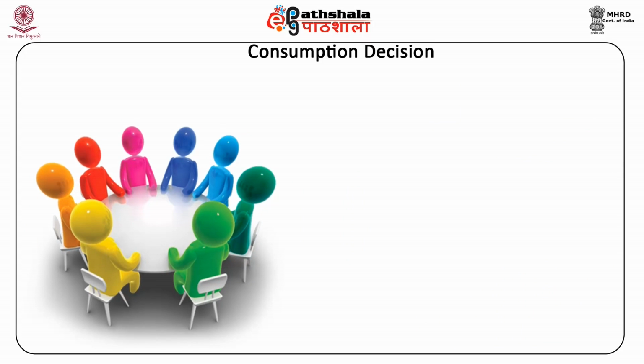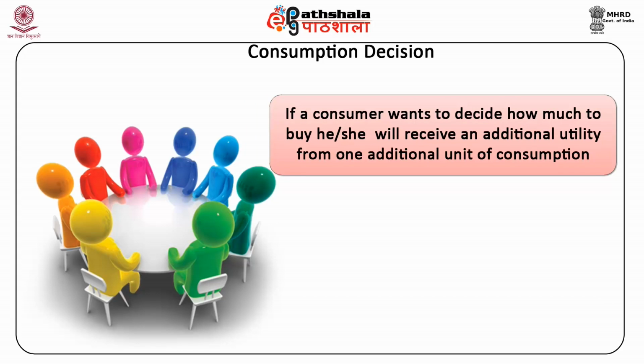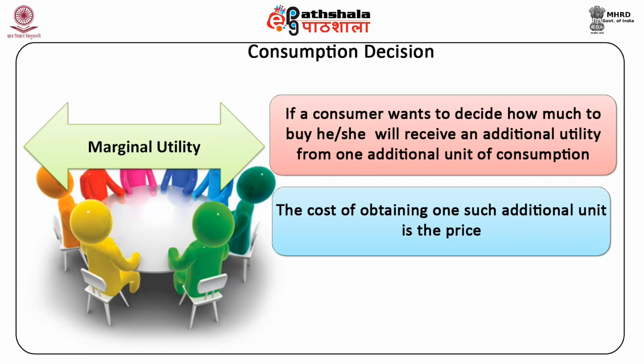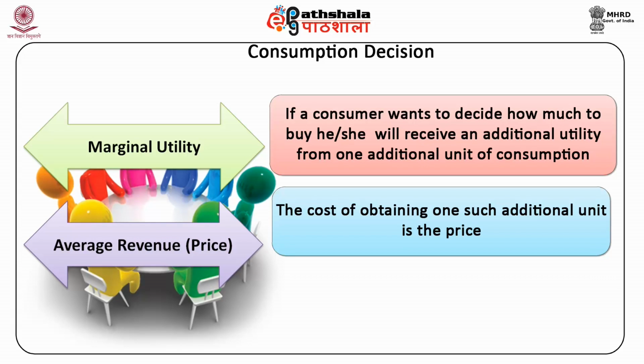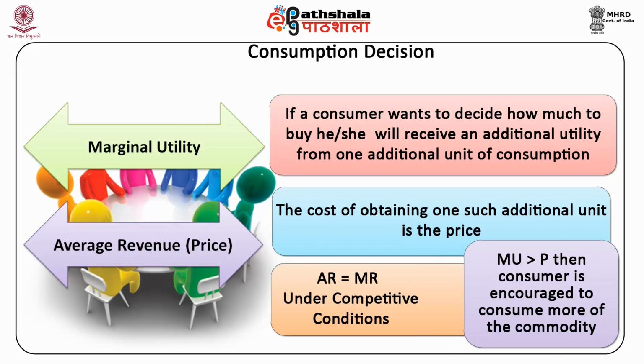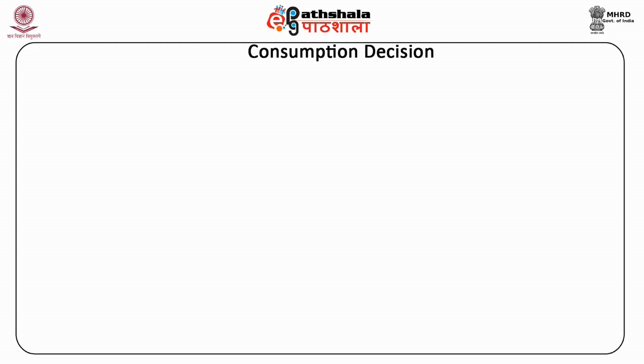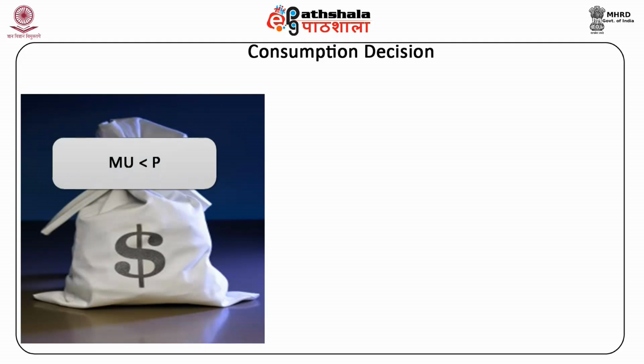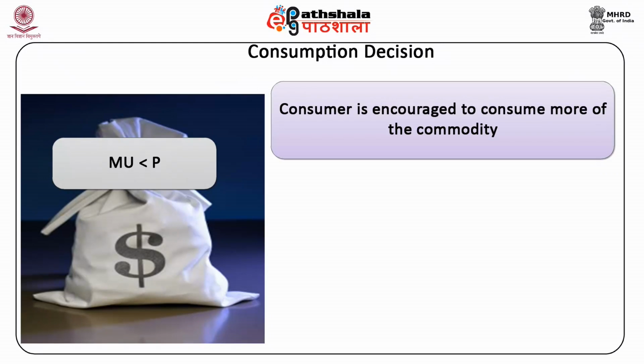Consumption decision. Similarly, if a consumer wants to decide how much to buy, he or she will receive an additional utility from one additional unit of consumption called marginal utility. The cost of obtaining one such additional unit is the price, which is normally the average revenue, AR. This is usually equal to the marginal revenue, MR, under competitive conditions. Thus, if the marginal utility exceeds price, then the consumer is encouraged to consume more of the commodity. On the other hand, if on increasing consumption the marginal utility falls and becomes less than the price or average revenue, then the consumer is discouraged from buying more.